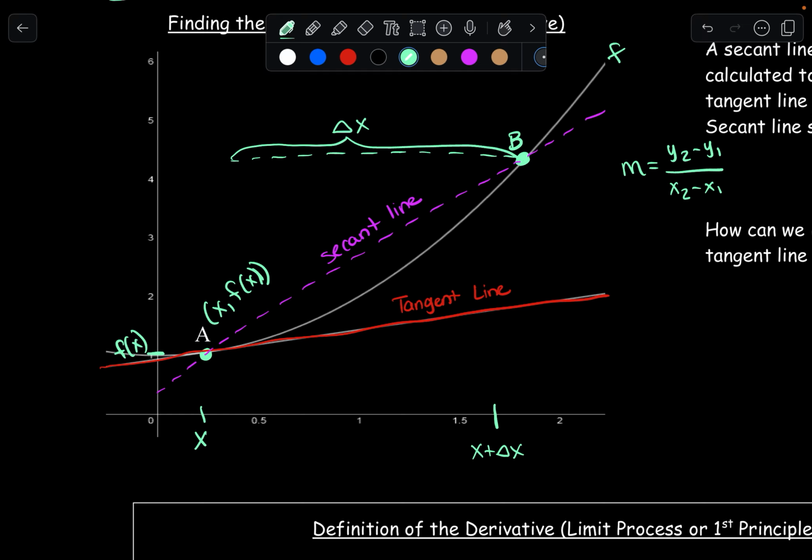Now that means the coordinate for this point, the input is x plus delta x, and if this curve is a function of f, that means the output will be f of x plus delta x. Now on the vertical side, the change from A to B is going to be f of x plus delta x. Okay, so we're using delta x in order to show the change from A to B.